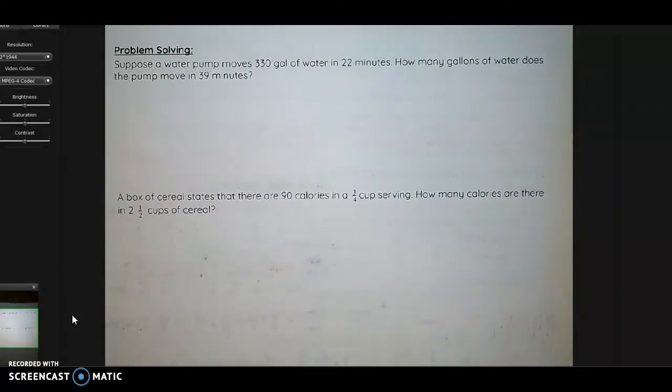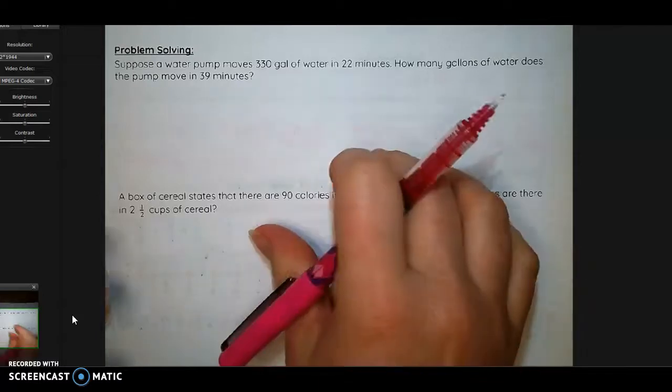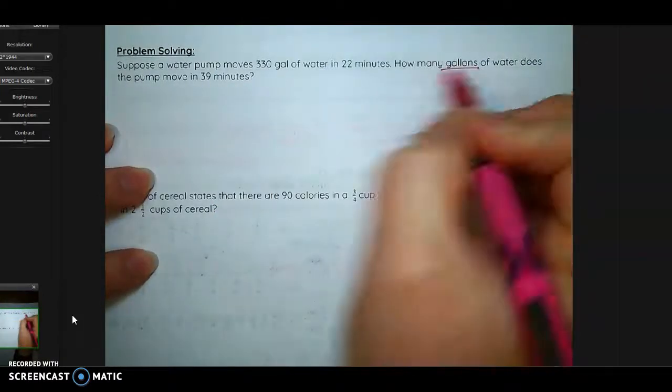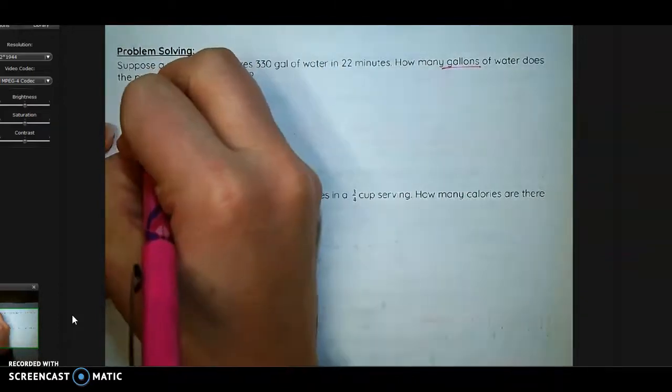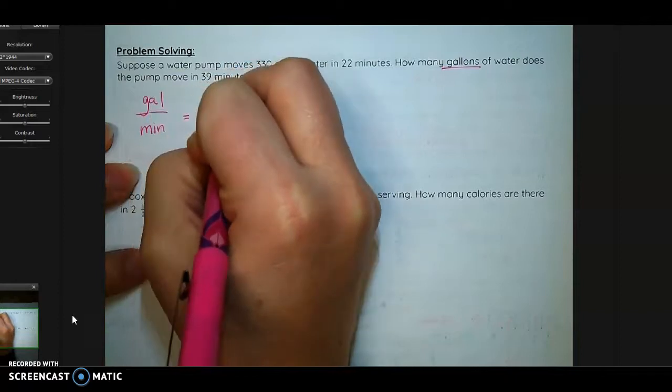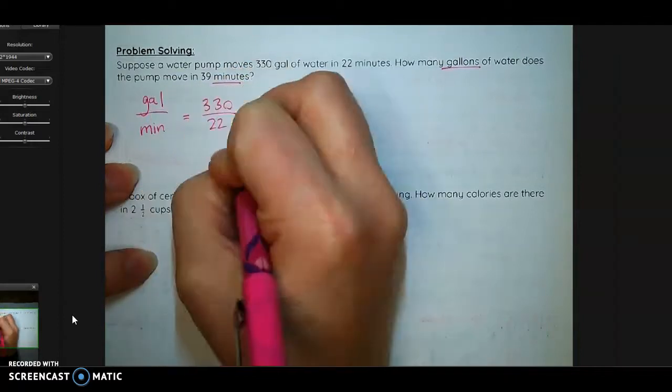We have, suppose a water pump moves 330 gallons of water in 22 minutes. How many gallons of water does the pump move in 39 minutes? This is a 2-step problem that I want to show you here. So it says how many gallons, and we're talking minutes. So gallons to minutes, and I'm moving 330 gallons in 22 minutes.